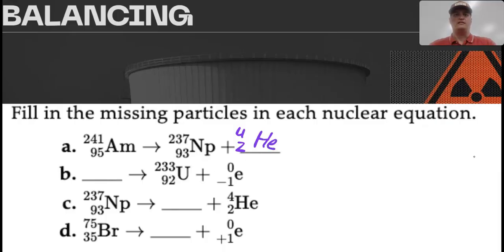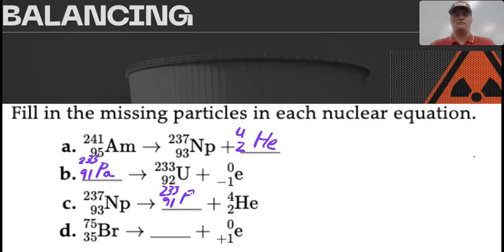Same way over here. If I have 233 and 0, that means my mass number has to be 233. Down here, 92 plus a -1 would be 91. And what is the 91st element? Pa. All right, so it's just a simple accounting here. Again, if we have 4, that means this must be 233. This must be 91 because of the fact it gave off a helium, and 91 again.